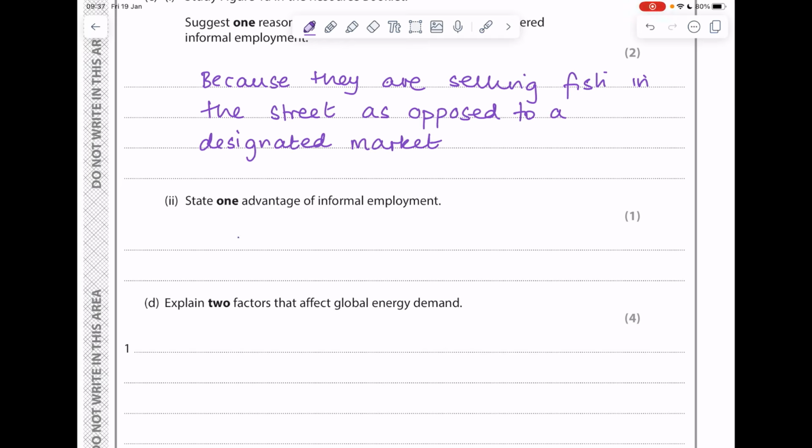So I'm just going to say it reduces unemployment.